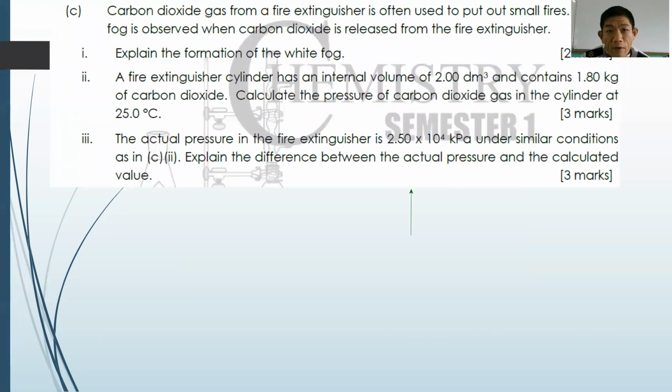Carbon dioxide gas formed from a fire extinguisher is used to put out small fire. A white fog is observed when carbon dioxide is released from the fire extinguisher. Number 1, explain the formation of white fog.